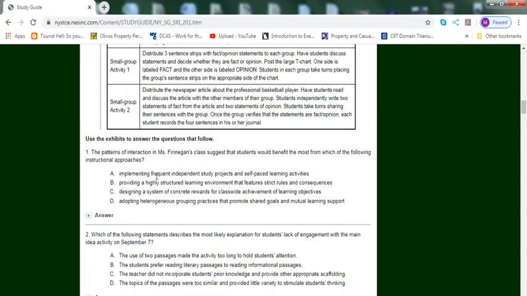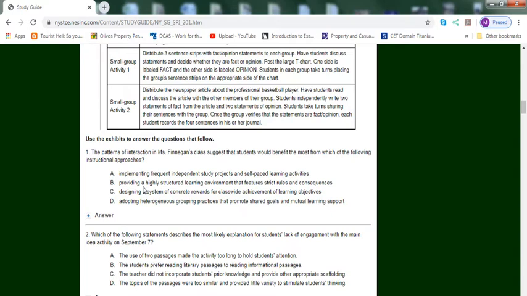For example, I'll read the first question. It says: the pattern of interaction in Miss Finnegan's class suggests that students would benefit the most from which of the following instructional approaches. There are 4 answer choices, and you have to see which one is the best answer. If you are good at the multiple choice questions, then you will do well on the test. This test is not based on how much you know. All the answers, as you can see from here, are listed in the passage, so you have to read the passage carefully.